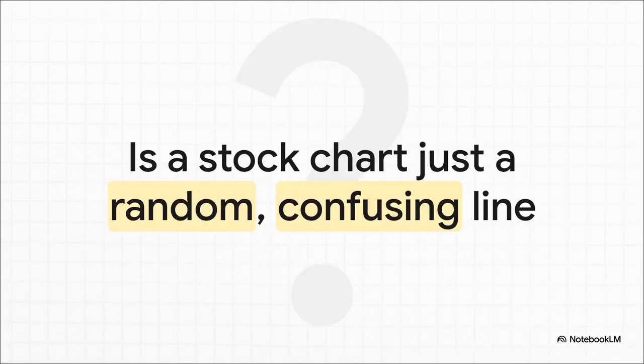So, you look at a chart like this one, and your brain just kind of freezes, right? It feels like you're staring at pure random noise. A lot of people feel that way. It's actually a thing called analysis paralysis. You're just so overwhelmed, you do nothing.